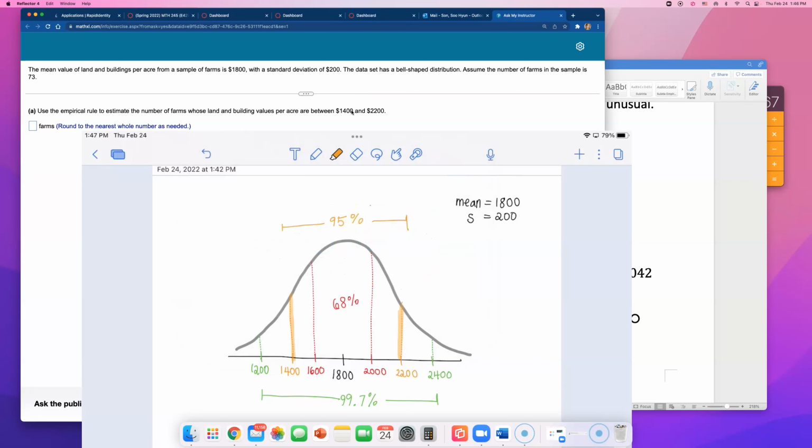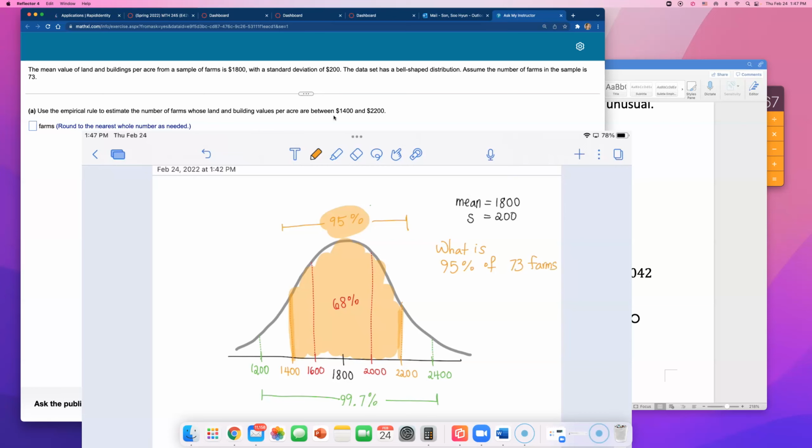We know within 2 standard deviations from the mean, there are how much? 95% of the data. So the first question is, well, hold on, gotta be careful. It's 95% of the total number of farms. So I'm gonna have to write that down. What is 95% of, how many farms they say? 73 farms.